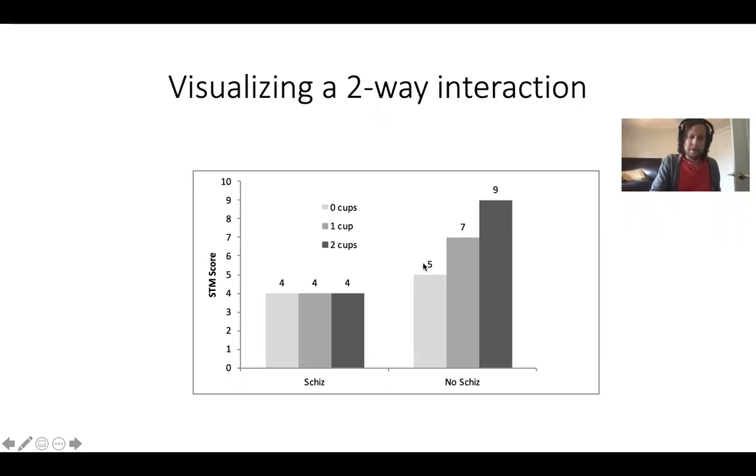Short-term memory score is the dependent variable here. This cluster over here is the people that do not have schizophrenia. How does the amount of coffee that people drink influence people's short-term memory when you don't have schizophrenia?